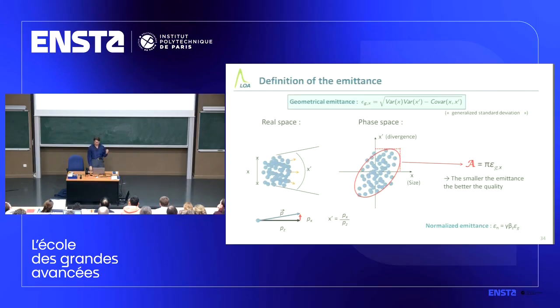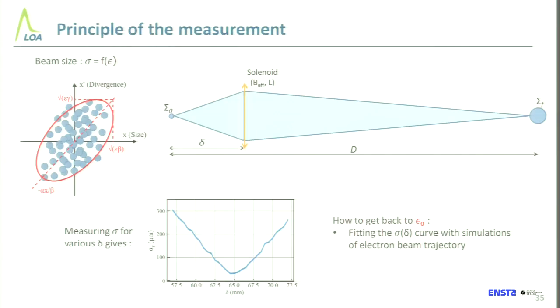Now, if you want to send your electron beam through acceleration and change the energy of your electron beam, the parameter that will be used is the normalized emittance, which normalizes the geometrical emittance with the energy of the electron beam. So now just quickly I will show you the principle of the measurement of the emittance.